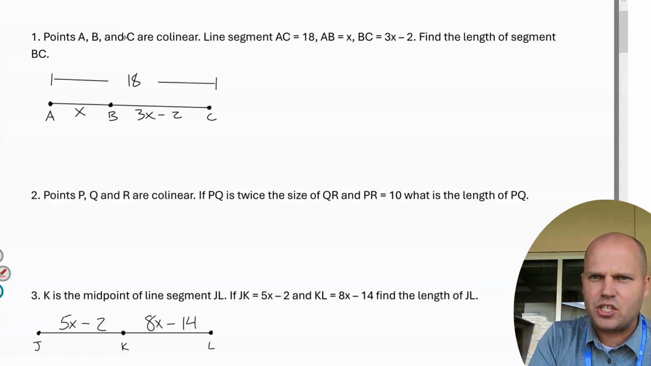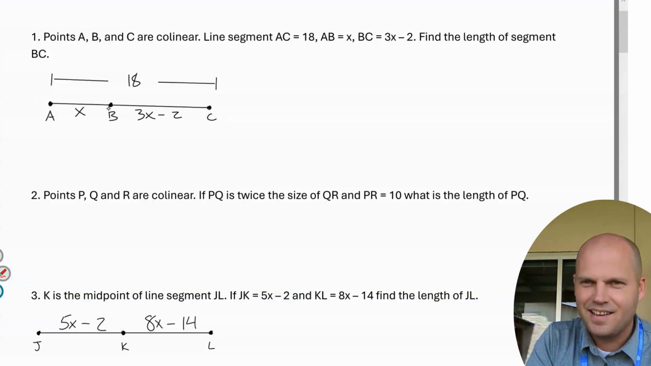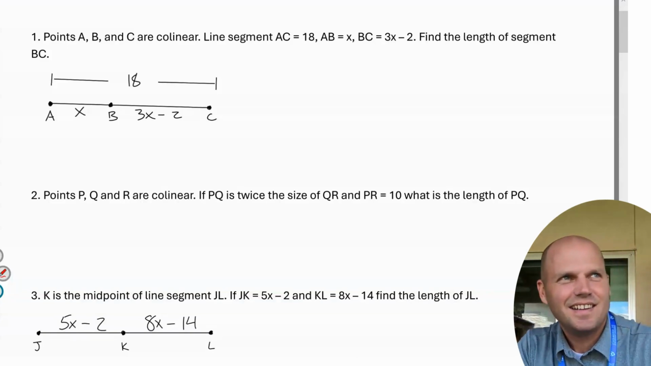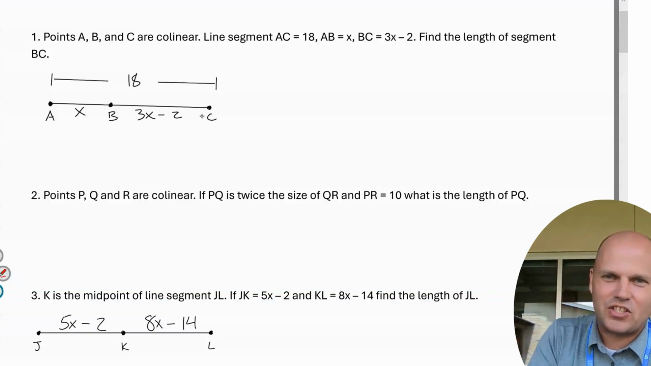Here we got A, B, and C are collinear. A, B, and C being collinear means they're on the same line.